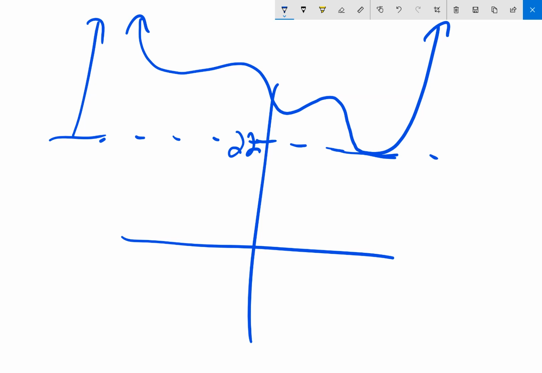So this is a representative sketch of what is described in number 15. It doesn't have an absolute maximum, because this is going to continue to go up forever, from 22 on up forever. So it doesn't have a max, because like I said, it goes up forever. So it's not going to be A or C. So it comes down to a minimum.